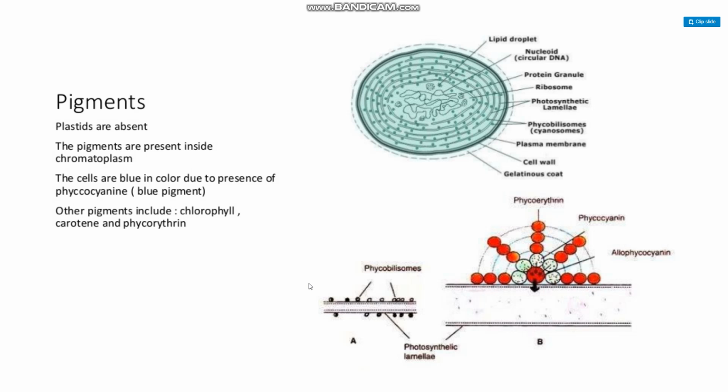Pigments. Plastids are absent. The pigments are present inside the chromatoplasm, and the cells are blue in color due to the presence of phycocyanin, a blue pigment. Other pigments include chlorophyll, carotene, and phycoerythrin.